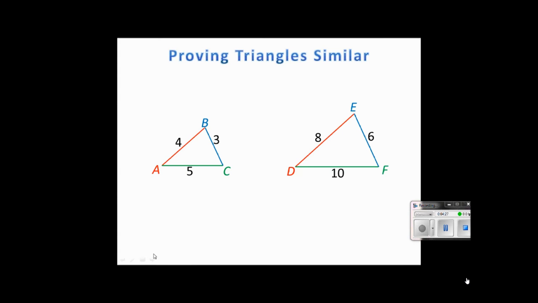Now the last way is called the side-side-side similarity theorem. And we're going to use the three letters SSS, and of course the similar symbol.